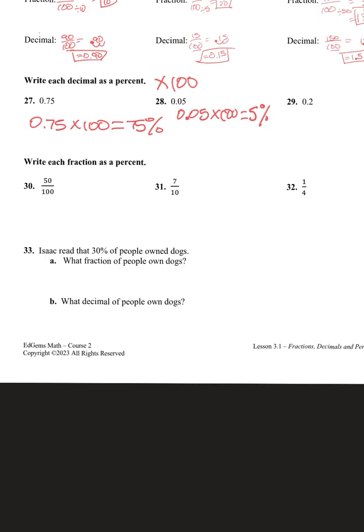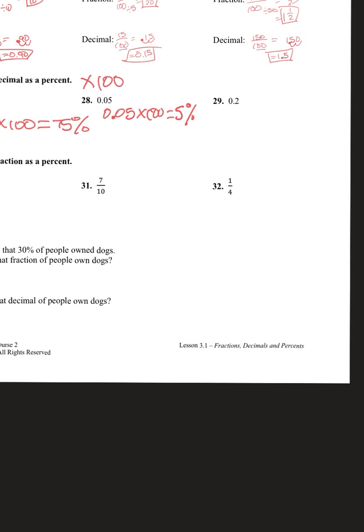On number 29, we're going to take 0.2. We're going to multiply it by 100 to change it to a percent. Doing that moves the decimal 2 spots to the right. So I should come up with 20%. There you have it. Not too hard, pretty simple. If you want to change a decimal into a percent, move the decimal 2 spots to the right or multiply it by 100 on your calculator, and there you have it.